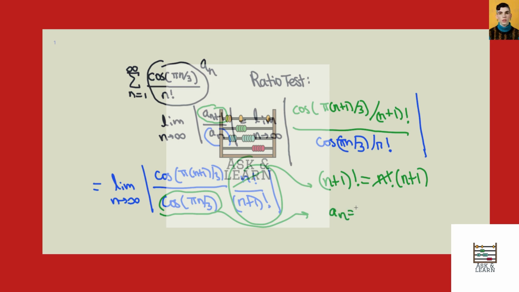cosine of n pi over 3, so for example, if a_n is 1, just write out a few terms of the sequence and you'll see it's periodic. We have 1/2, negative 1/2, negative 1, negative 1/2, 1/2, and 1, and that would keep repeating.